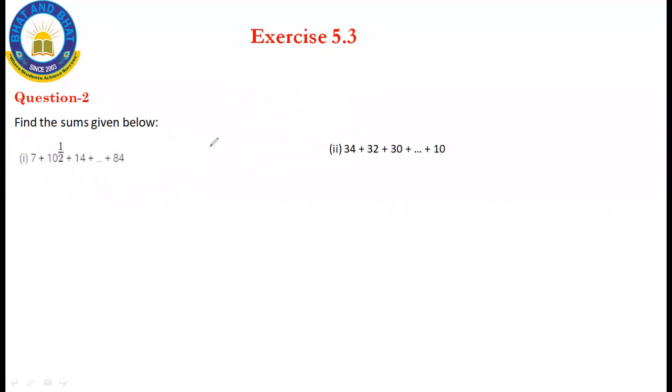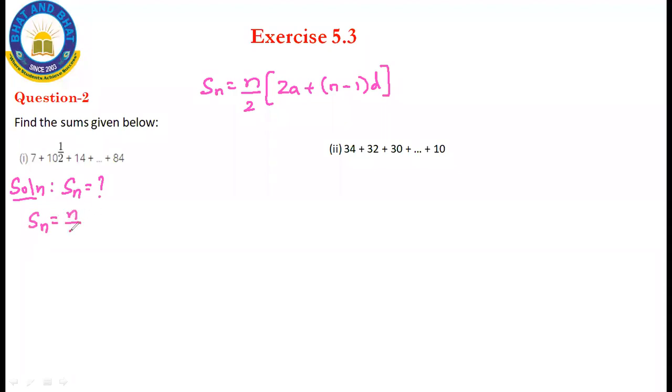So let's take up this. Find the sums given below: 7 plus 10 and a half plus 14 plus so on till 84. So they want Sn. The question asked is, what is Sn? Let me write down the formula for your reference. Sn is equal to n by 2 into 2a plus n minus 1 into d. See students, here we have to find out what is n. Before that, let me tell you a trick here. Sn is given as n by 2 into 2a plus n minus 1 into d.